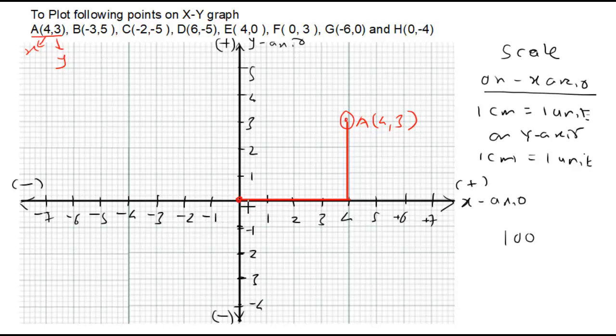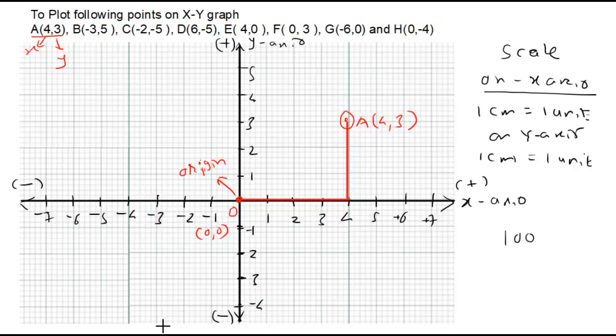Note that this point from where we have started is known as origin. It is generally represented by the letter O and its coordinates are 0, 0, like the point A's coordinates are 4, 3. So we always have to start from the origin, the intersection of x-axis and y-axis.